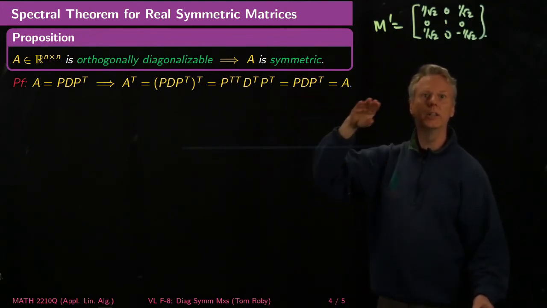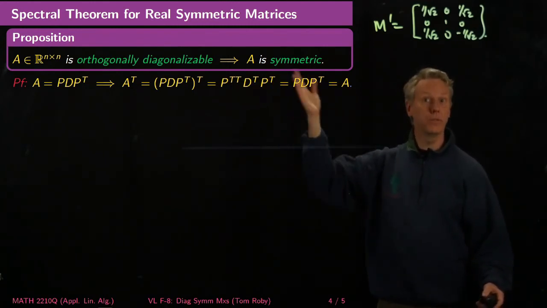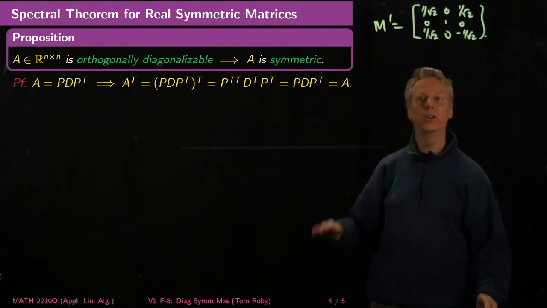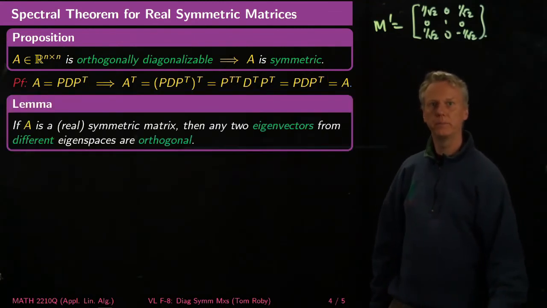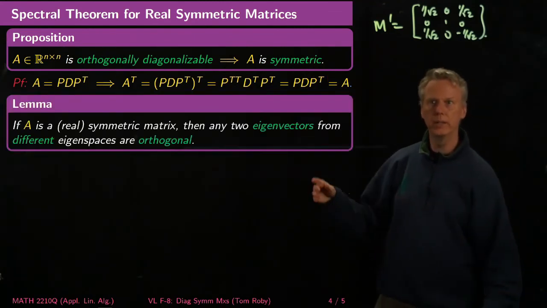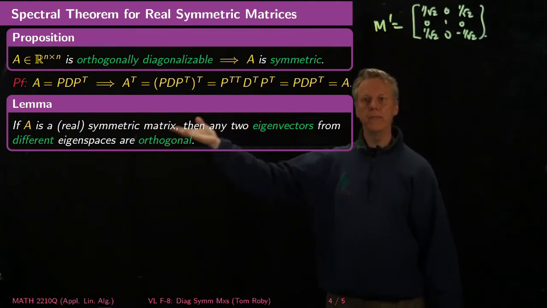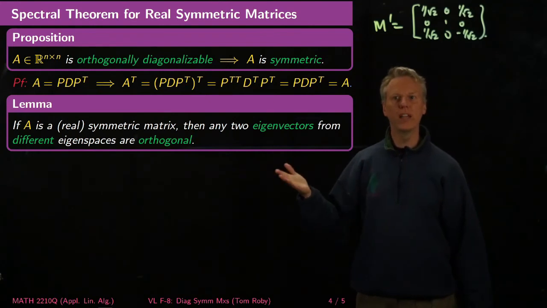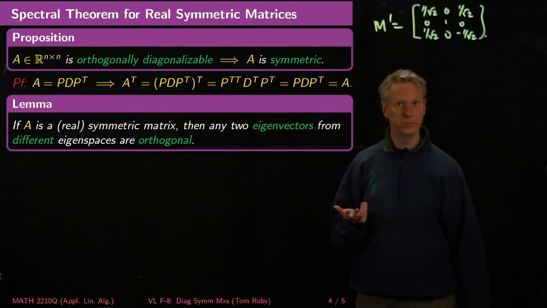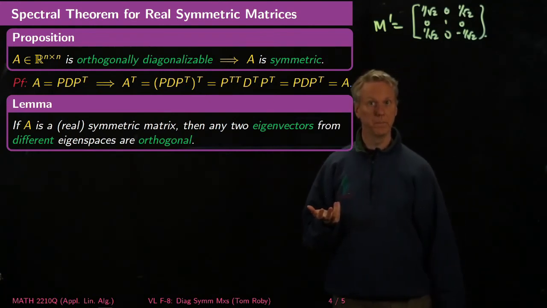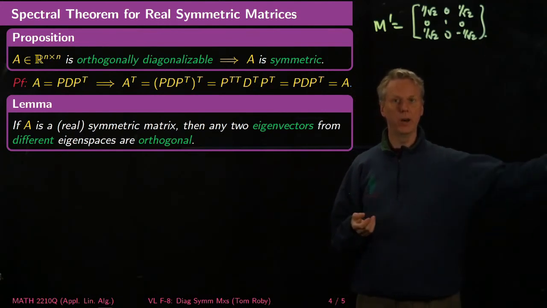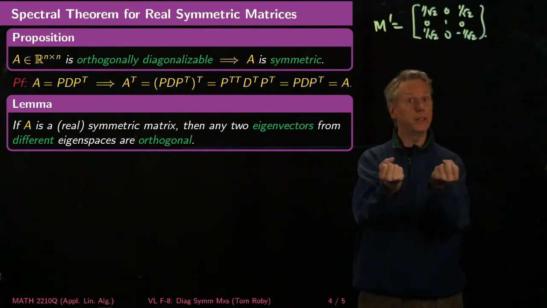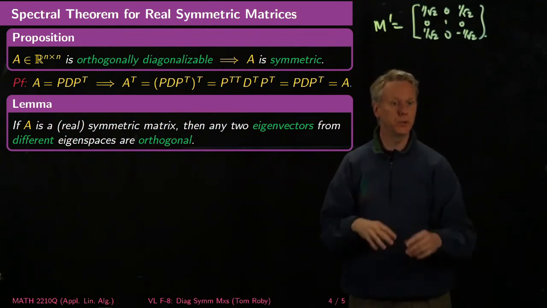That's the easy direction. The harder direction is that, in fact, the converse is also true. So if it's a symmetric matrix with real entries, then it can always be orthogonally diagonalized. Now here's one more lemma to discuss in this context. If A is a real symmetric matrix, then any two eigenvectors from different eigenspaces will be orthogonal. Okay? So you give me one eigenvector that corresponds to 3, another eigenvector that corresponds to 2. If I take the dot product of those two vectors, I have to get 0.